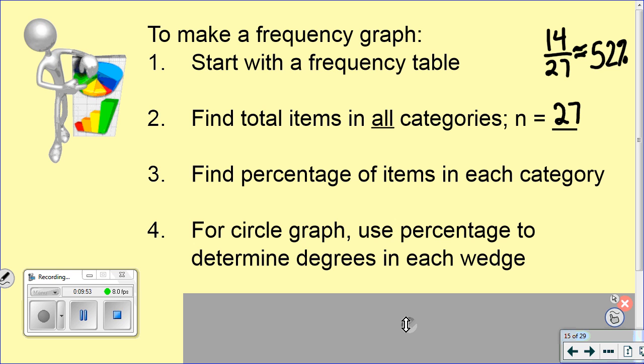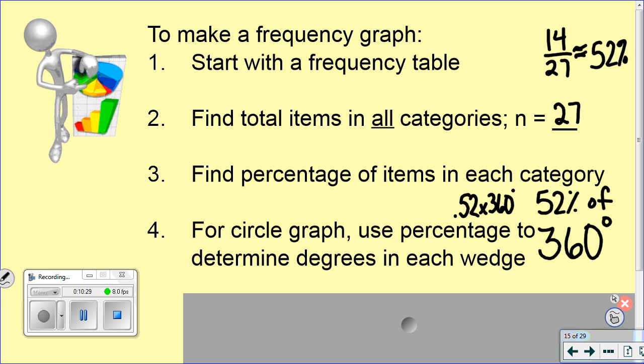And then finally, for step 4, one other step for a circle graph, you have to use that percentage to determine the number of degrees in each piece of that circle. In each piece, what is the degree? So we're going to do that in a second, but I want you to remember that there are 360 degrees in an entire circle. So if I take that 52% and I say 52% of 360 degrees, remember, of means times, right? So on my calculator, 0.52 times 360, I'm going to find the degree measure for that particular piece of the circle.